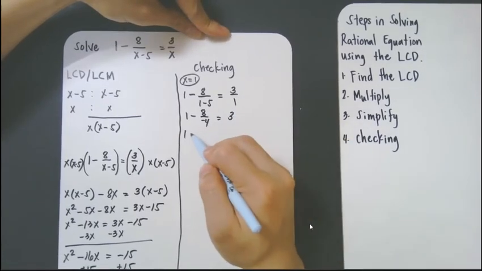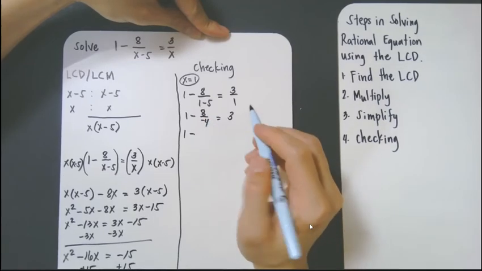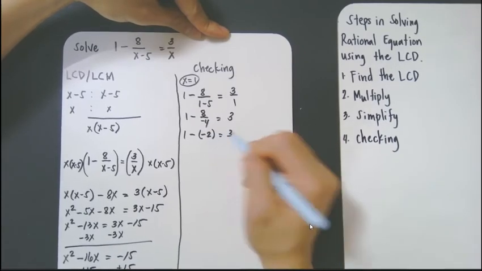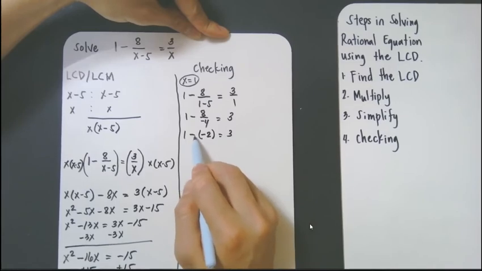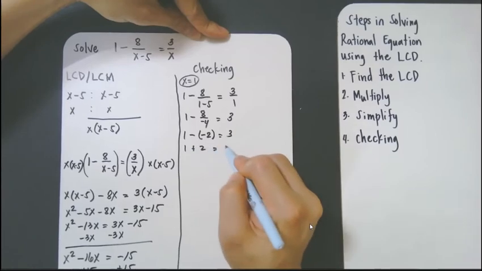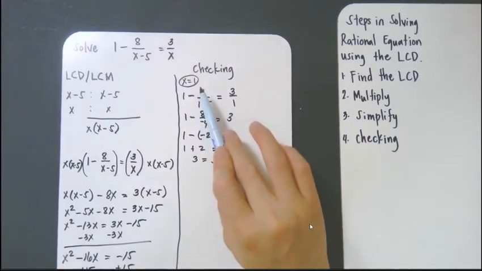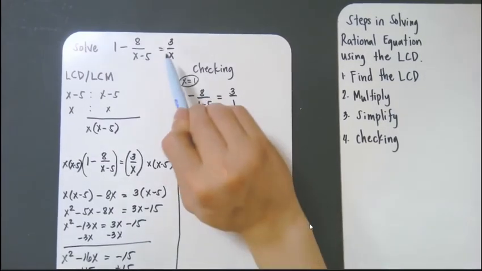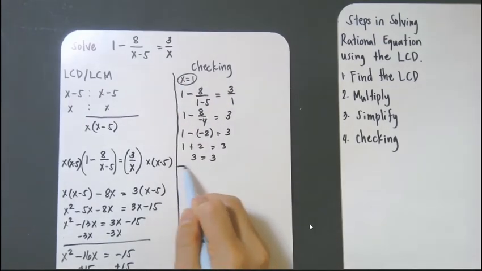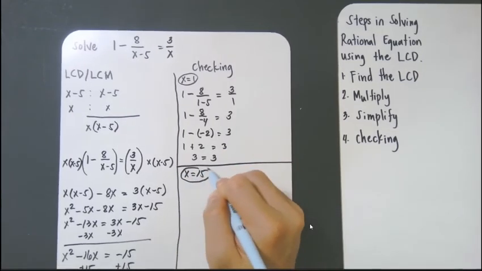Then 1 minus, what is 8 divided by negative 4? That will give us negative 2, is equal to 3. So what is 1 minus negative 2? Negative, negative, that will be positive, positive 2. So that will give us 3 is equal to 3. So x equals 1 is a solution of this rational equation here. Now let's try the second one, which is x is equal to 15. So let's try that out.